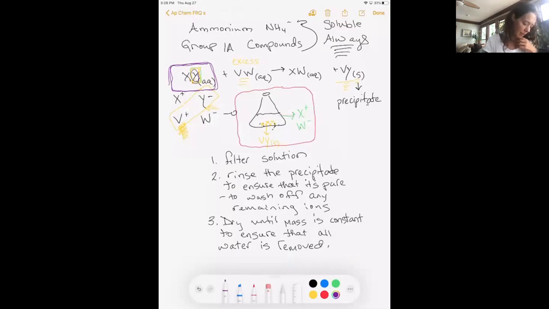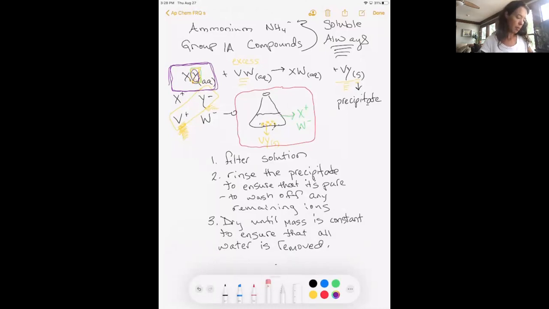We would eventually have to get the mass of that precipitate. Oh, we've already done that. We got the mass, and we could then do some math to determine the percent purity of the original compound.